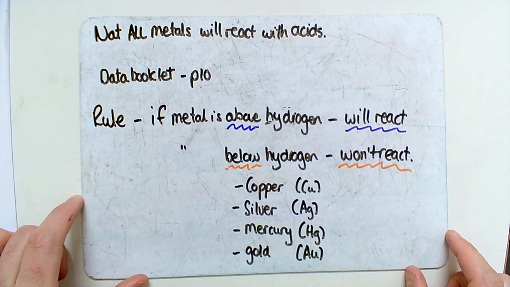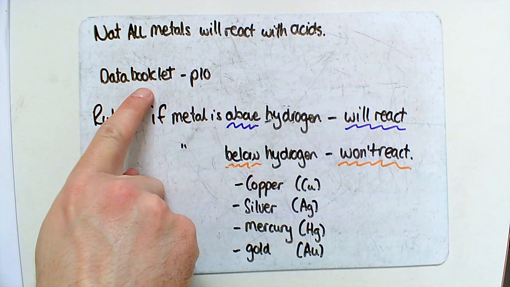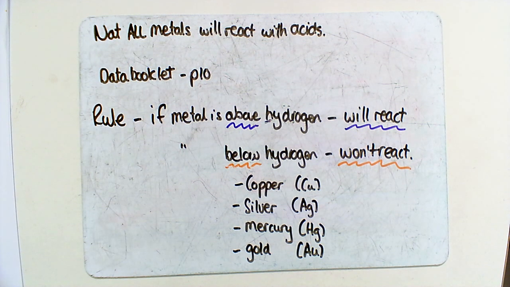We then learnt that not all metals are capable of reacting, and that you look up data booklet page 10, and there's a list of metals with hydrogen put in the middle. Any metal above hydrogen will react. Any metal below hydrogen will not react.